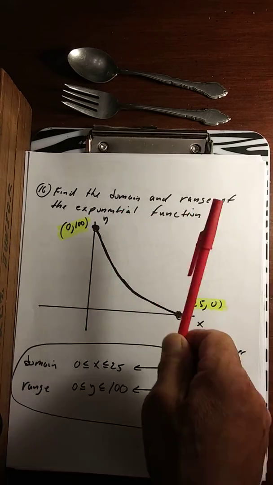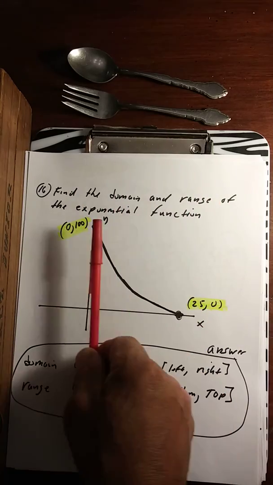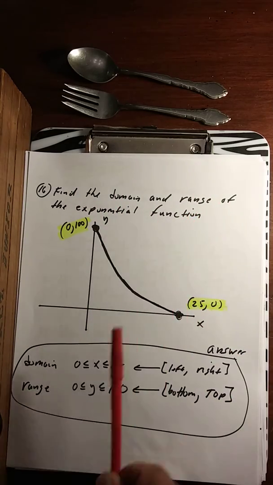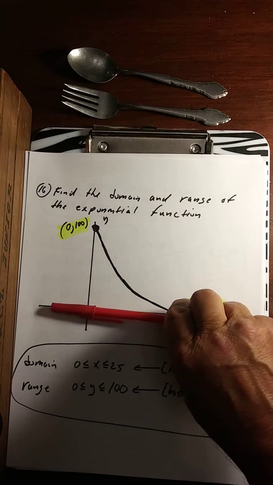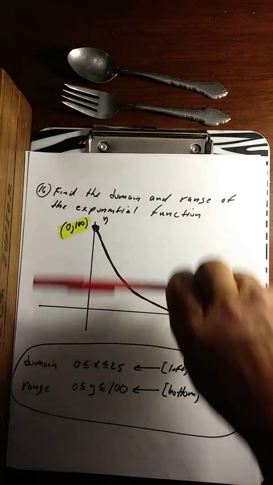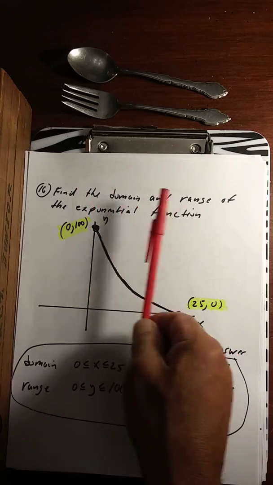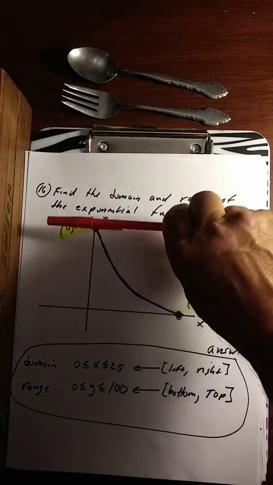Find the domain and range. Again, domain is left and right. So from 0 to 25 goes left and right, domain. Range is from the bottom of it, the bottom graph, from 0 to 100. So 0 to 25 and 0 to 100 this way.